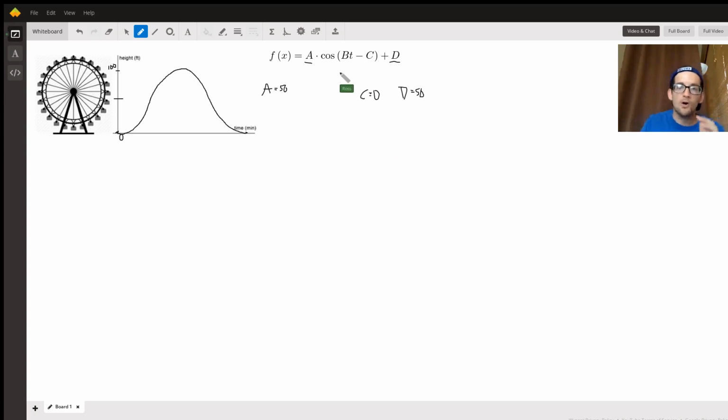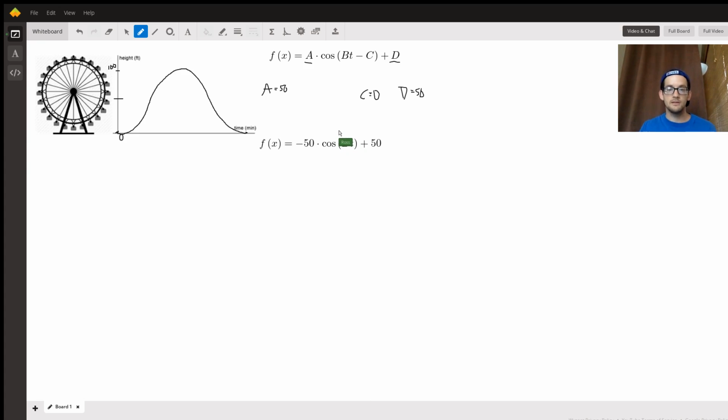So we've got this thing almost entirely figured out. I'm going to write that out here. So we've got f of x equals 50 times the cosine of b, we still don't know b, times t, plus 50. Or excuse me, we can get a negative in front to make sure that graph is upside down. So that's what we got so far. And if you noticed on Desmos, I put an x for the variable. That's just because Desmos doesn't like t.